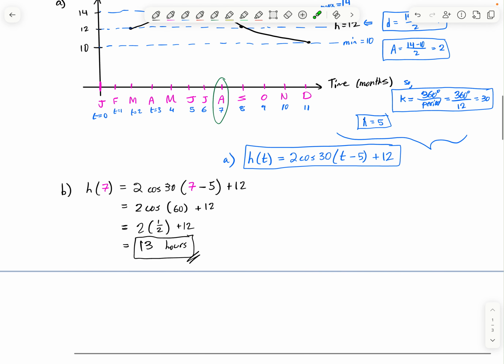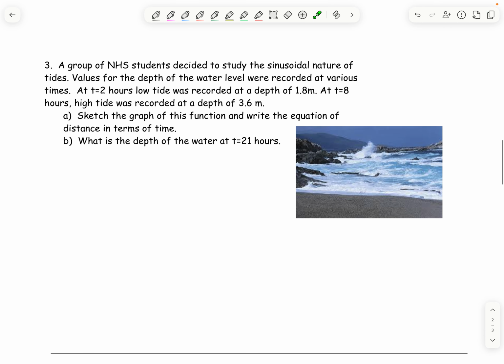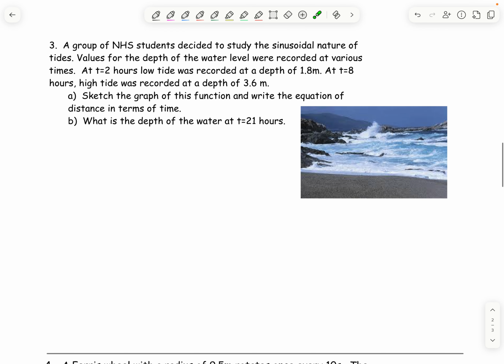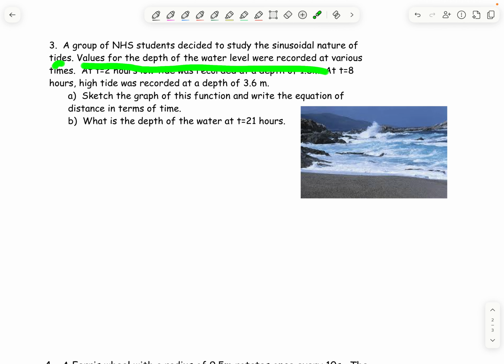All right, cool. So let's move on to example 3. Okay, good. So in example 3, we're looking at a tides question. This is all about tides. So let's read the problem. A group of NHS students decided to study the sinusoidal nature of tides. Values for the depth of the water level were recorded at various times. At t equals 2 hours, low tide was recorded at a depth of 1.8 meters. And at t equals 8 hours, high tide was recorded at a depth of 3.6 meters.